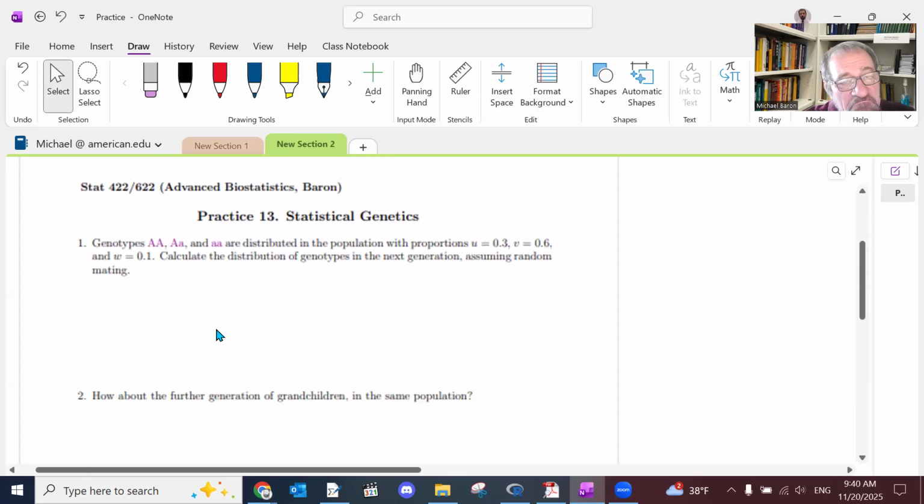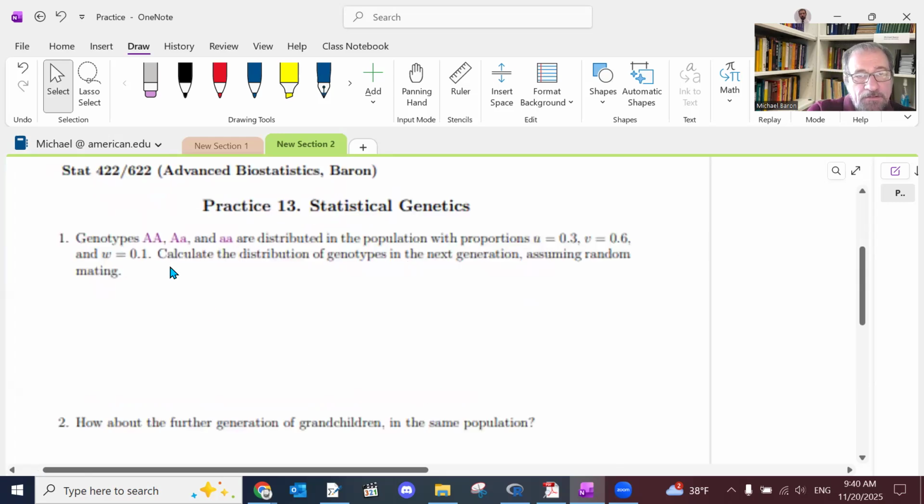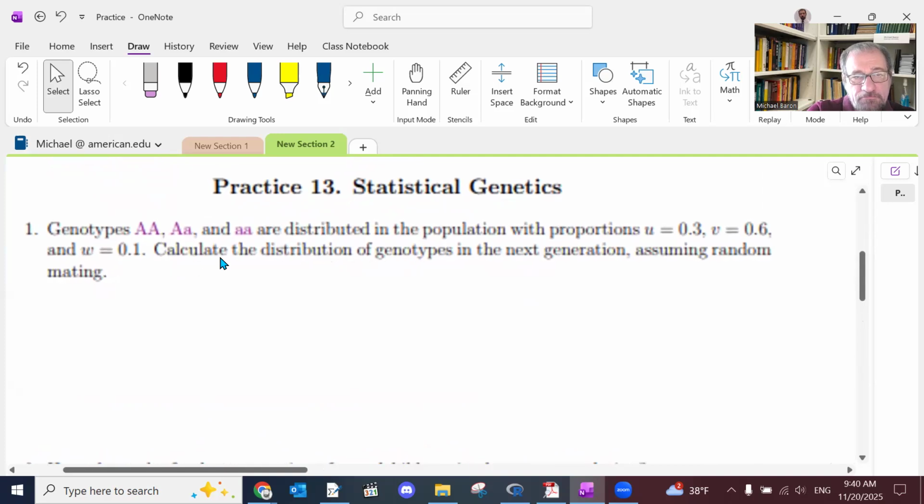How about this question? Genotypes, dominant homozygote, heterozygote, and recessive homozygote, are distributed in the population with proportions 0.3, 0.6, 0.1. The sum is 1. This is a fine distribution of genotypes. Calculate the distribution of genotypes in the next generation, assuming random mating.